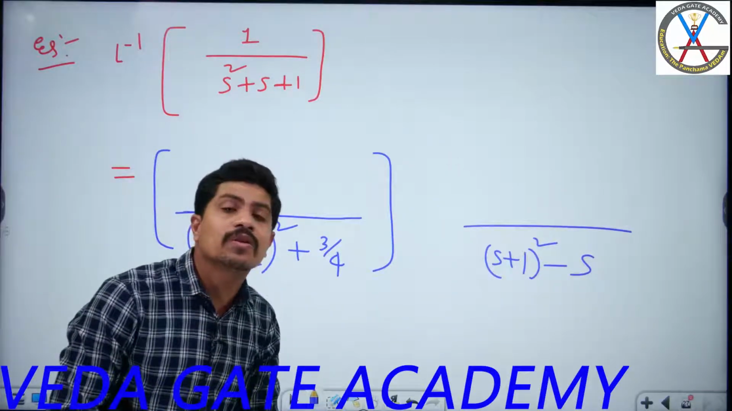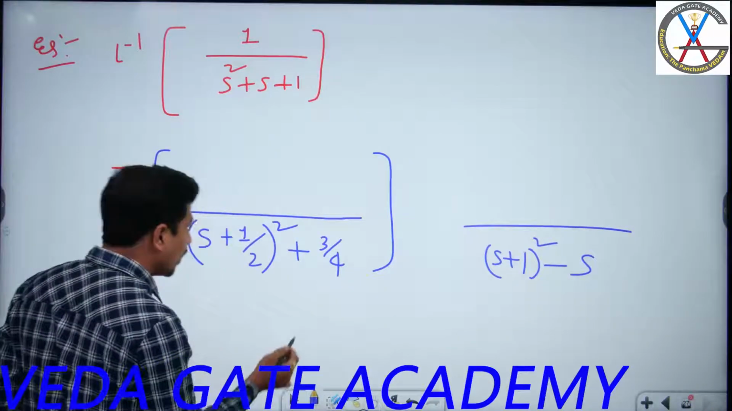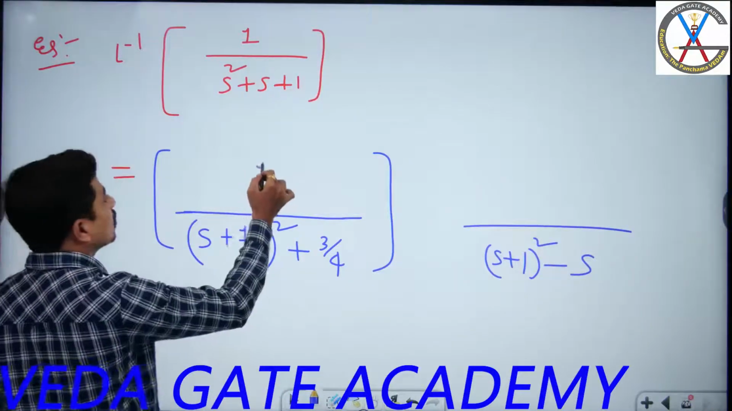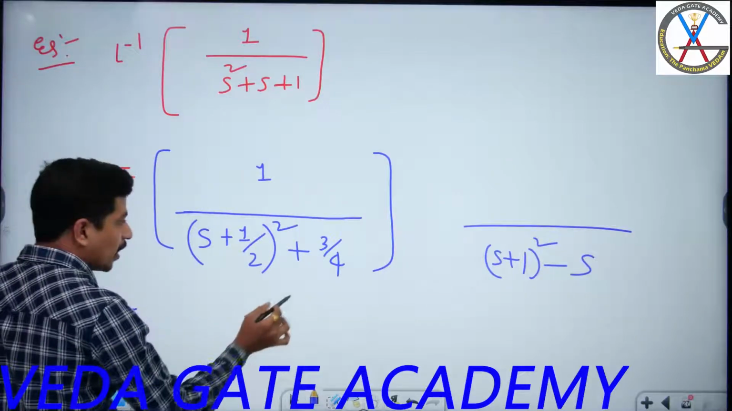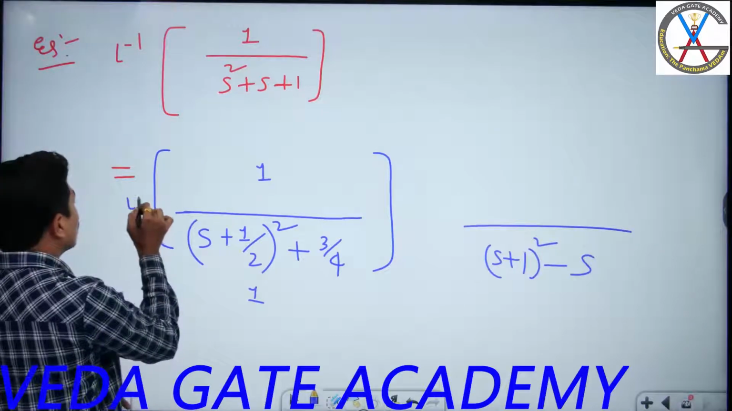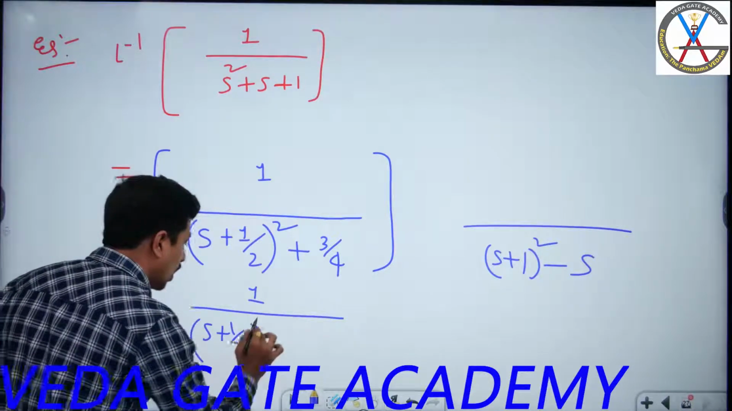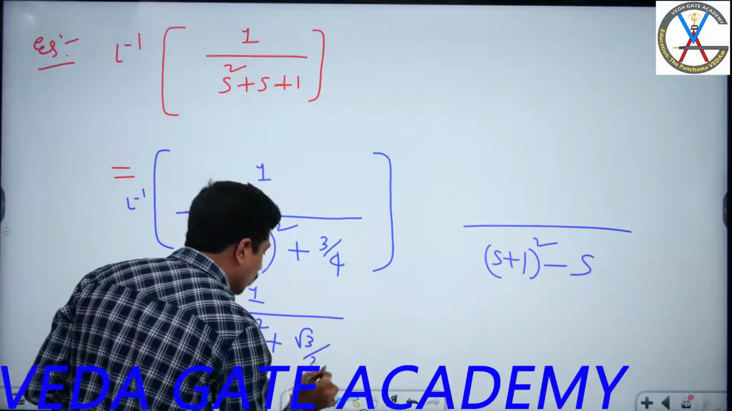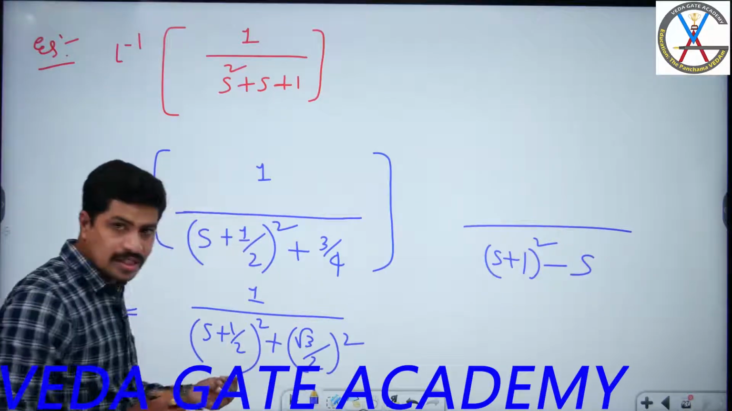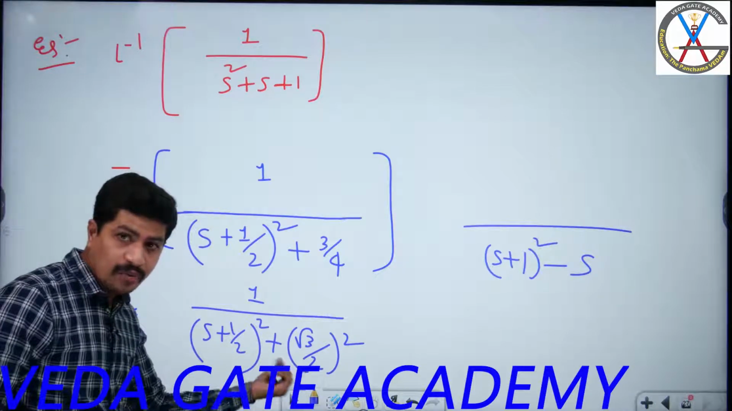But which is useful for us? Let us see. If you observe this 3 by 4, I can write it as root 3 by 2 whole square. Yes, I'm writing it. Observe. L inverse of 1 by s plus 1 by 2 whole square plus root 3 by 2 whole square. This is like s square plus omega square with shifting.